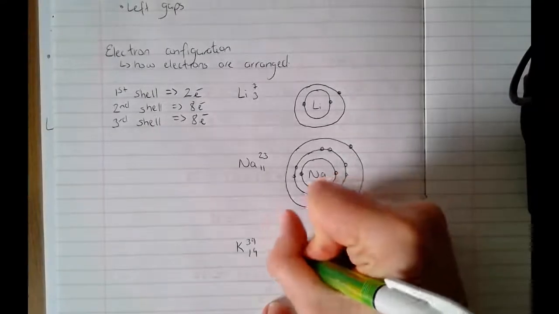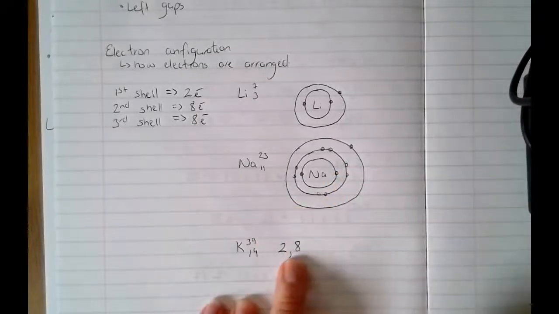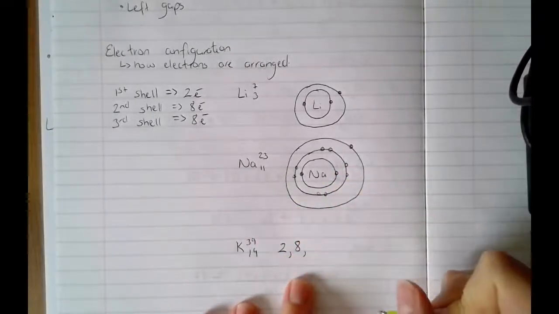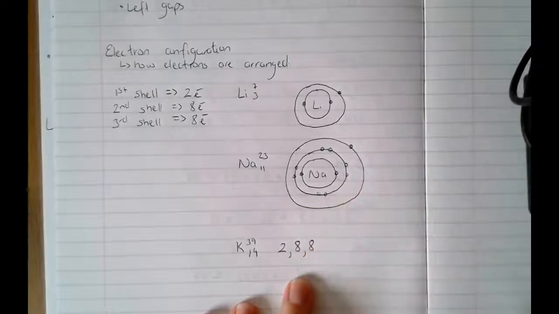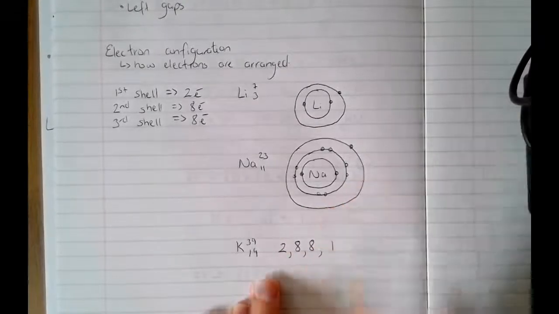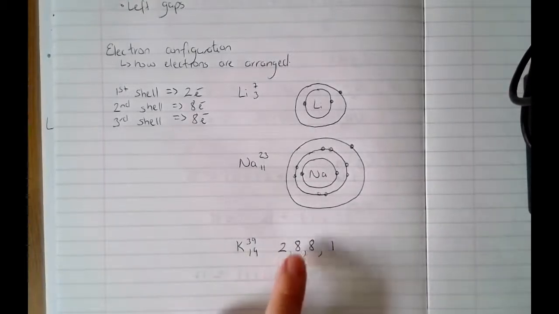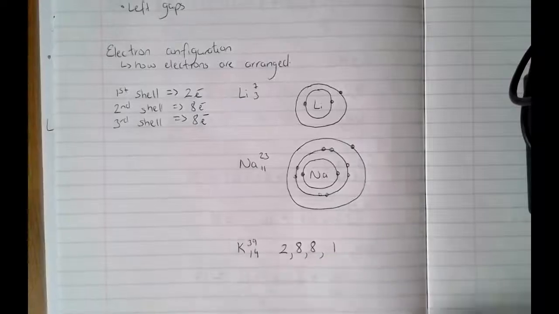So in the first shell there would be 2 electrons, then I would move into the second shell and put 8, which gives me 10 in total. I then need to move into the third shell where I could put another 8, which gives me 18 electrons in total. And then that last electron will go into the fourth shell. So to write the electron configuration, it's just 2, 8, 8, 1.